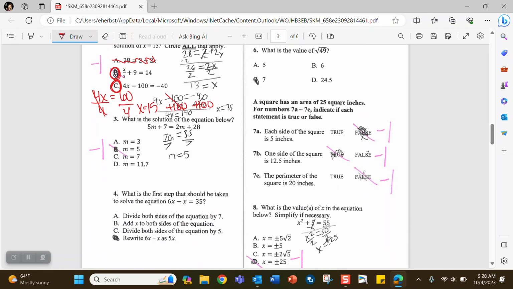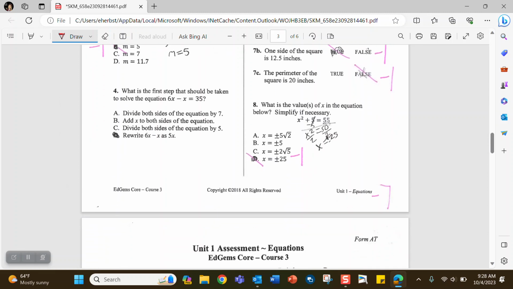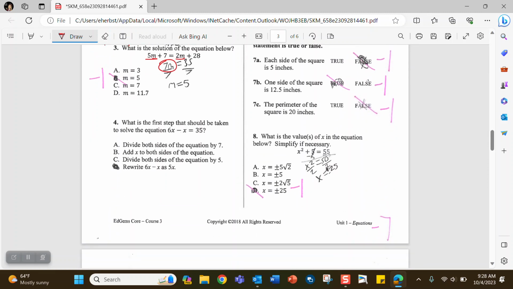3 asks for the solution of the equation. So here we have variables on both sides, and it looks like you took 5m and 2m and added them together and got 7m, but I need you to remember that those are on opposite sides of the equation. And I'm actually going to move down here where I have a little bit more room so that I can show you how to correctly solve this.